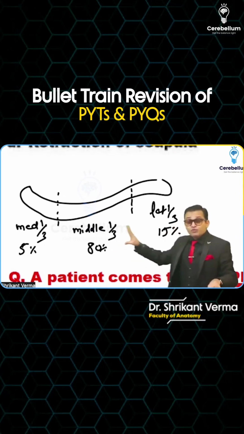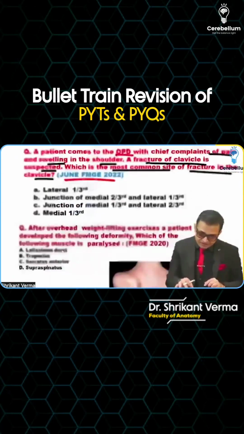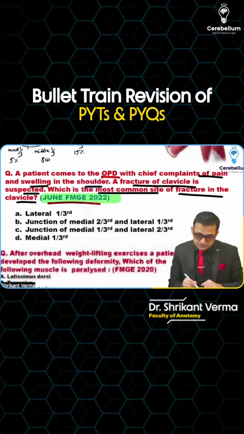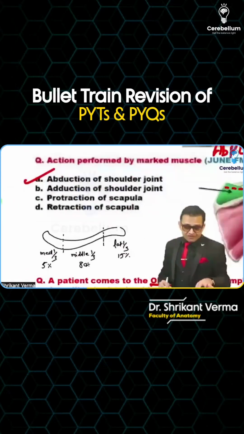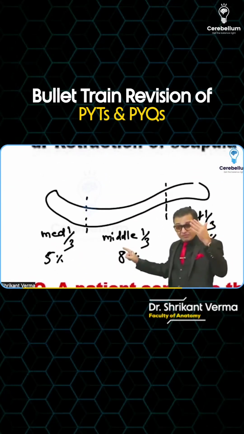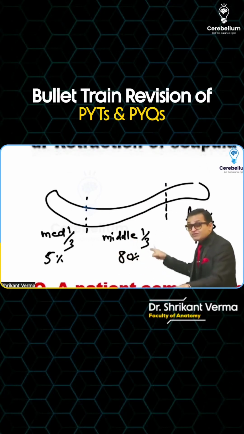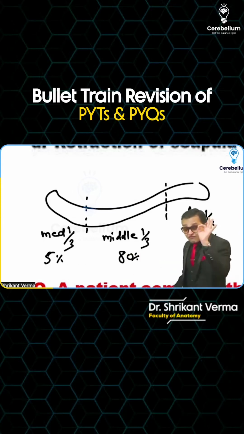When we are doing the PYQ again and again, at that time in the exam, when this question is asked, it happened in the June FMG 2022, and all students mark this answer, medial 1/3. No. The medial 1/3, sir, is 5%. But due to the Drishyam, due to looking at your PYQs again and again, you will see the medial 1/3 as the middle 1/3. Okay? So read every line, every point, every comma carefully.